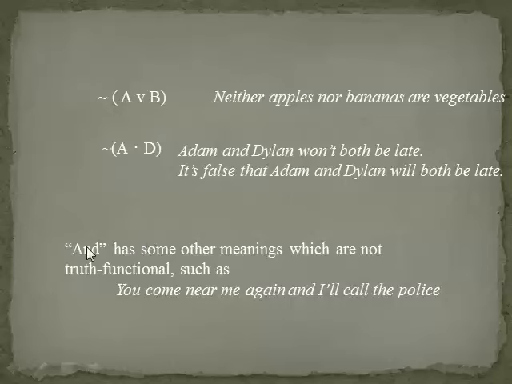And just to mention, the word and doesn't always have a true functional meaning. In a sentence like this, you come near me again and I'll call the police, the word and is not meant as a dot. It in fact has this meaning in English, that if you come near me again, I'll call the police, which is a different kind of sentence altogether. It's a horseshoe. It's a conditional statement.